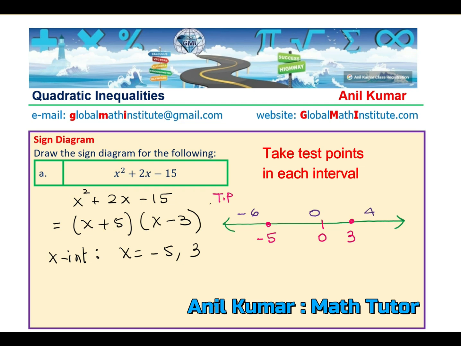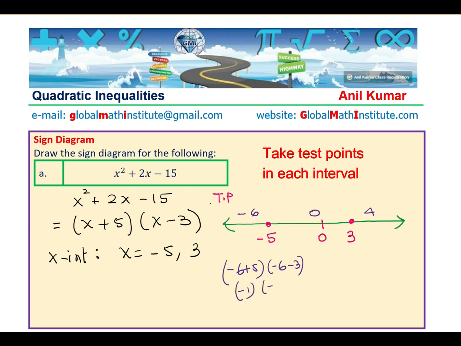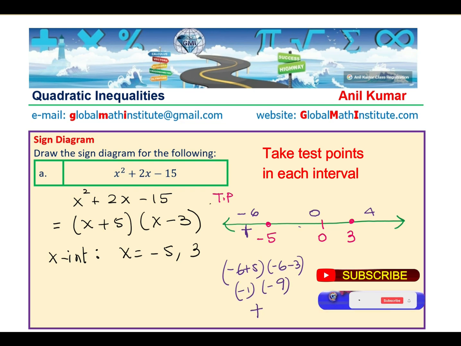Now, if I plug in -6 here, then what happens? We get (-6 plus 5) times (-6 minus 3), so what we get here is -1 times -9. When you multiply two negatives, we get positive. And therefore, in this interval, it is positive. You get the idea. Now, if I substitute 0, it is very easy. You can use the quadratic given to you, it is -15, and you find this is negative. And if I substitute 4 in this, you'll find that it is again positive.